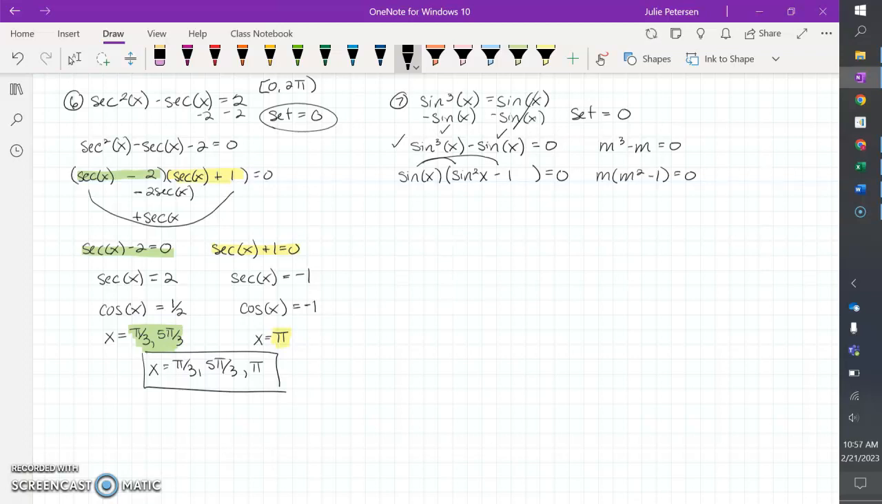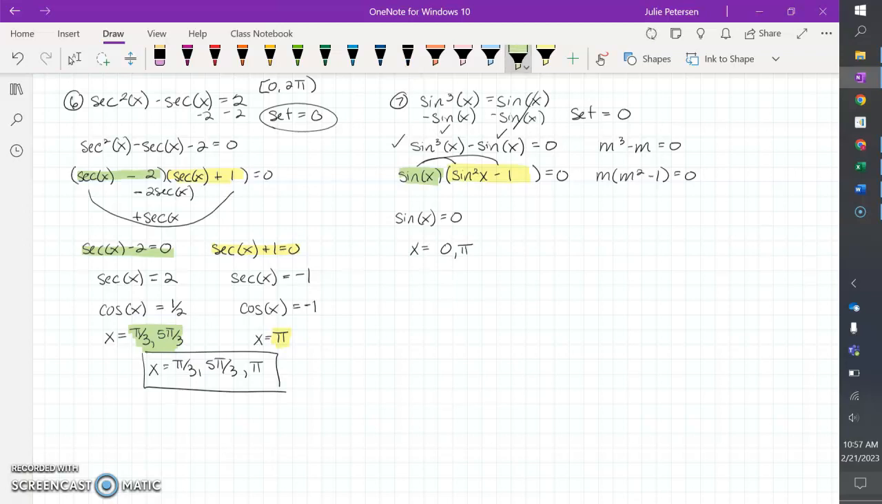Okay, so I think sometimes people get confused because they go, well, what do I do from here? Well, you have your two factors. We've got sine x is one factor, and sine squared x minus 1 is another factor. So we're just going to set each of those equal to 0 and then solve. So let's start with sine of x equals 0. There's no algebra to do here. We just have to figure out where on the unit circle are the y values equal to 0. And that happens at 0 and at pi.